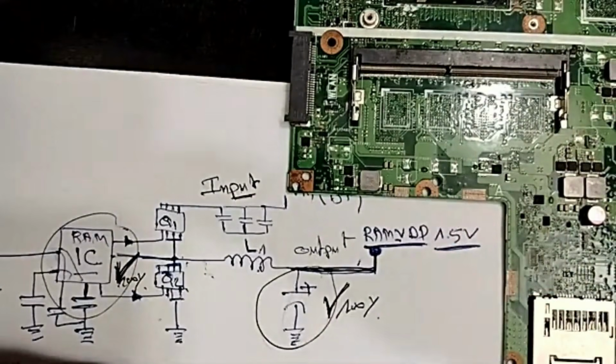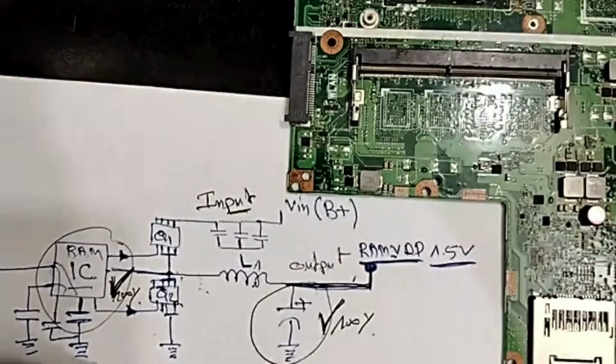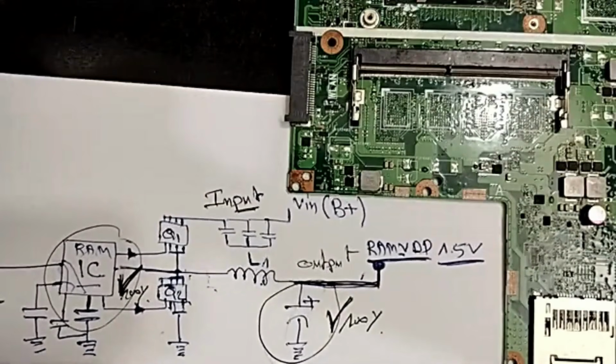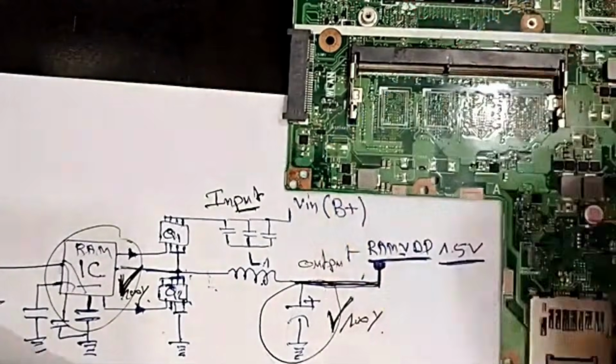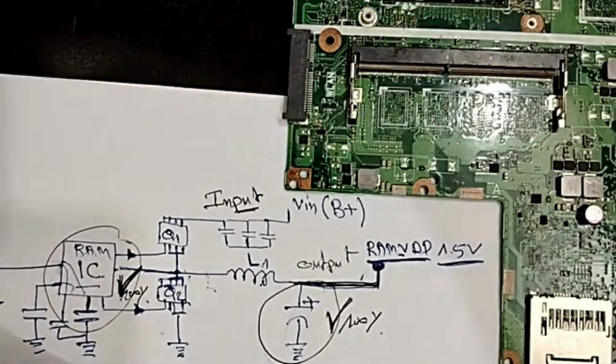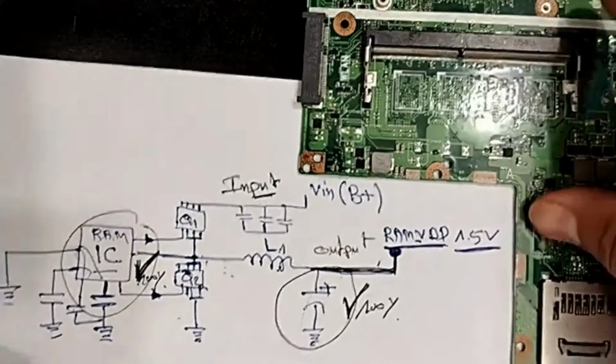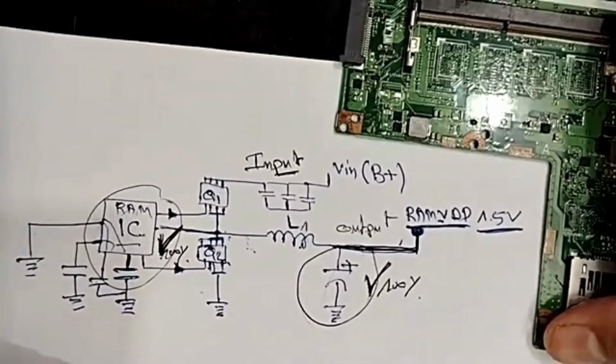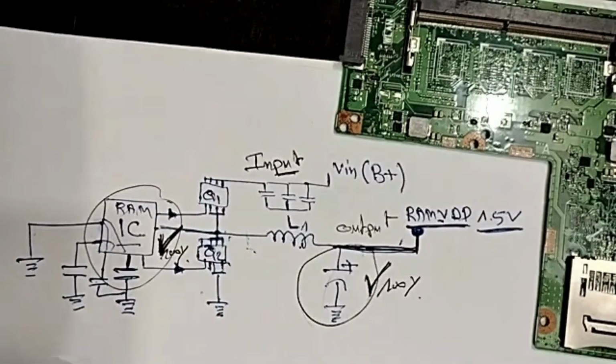So the question here, my friends, is how can we identify this short using just the multimeter? Just the multimeter, without the voltage injector, without the thermal camera, without experience, without anything. As a beginner, how can I find the short, not the voltage, the short circuit? Easy. Troubleshooting a short circuit is very easy, my friends. Very simple.